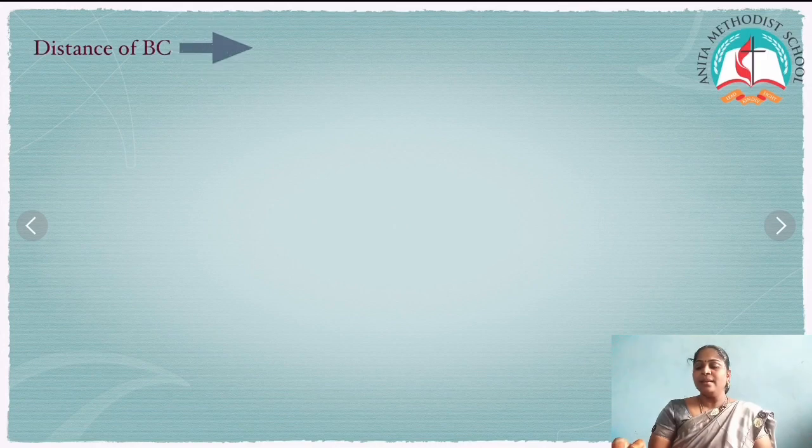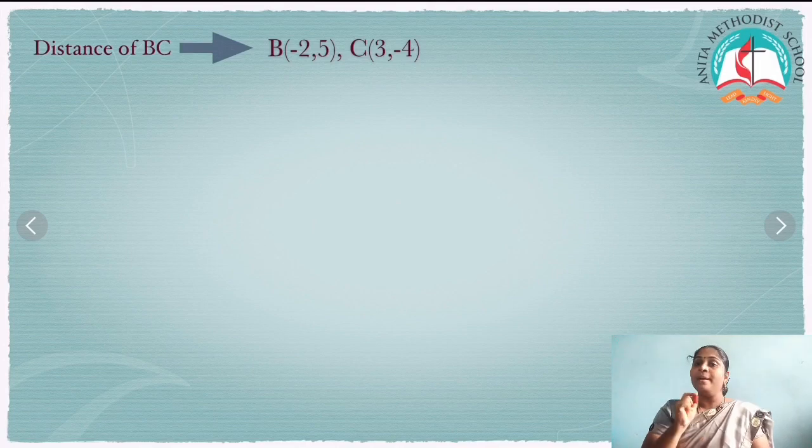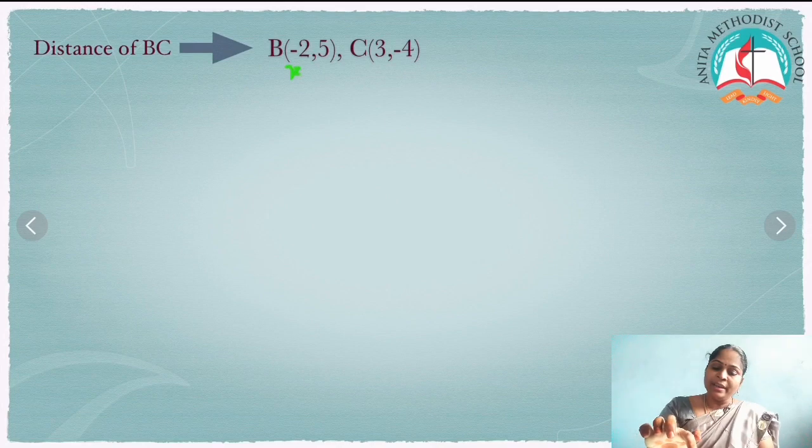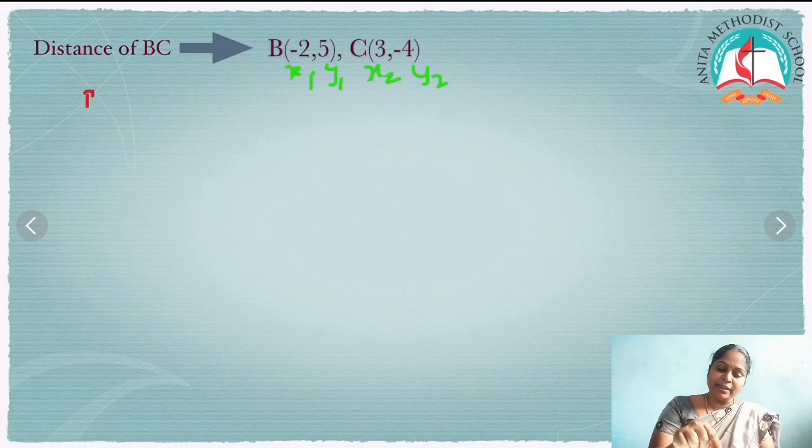Next, we are going to find the distance BC. Here, B is (-2, 5) and C is (3, -4). We already know the distance formula: x2 minus x1 the whole square plus y2 minus y1 the whole square. So what are x1 and y1 here? x1 is minus 2 and y1 is 5, and x2 is 3 and y2 is minus 4. Next, we can substitute in the formula. We are going to find BC.